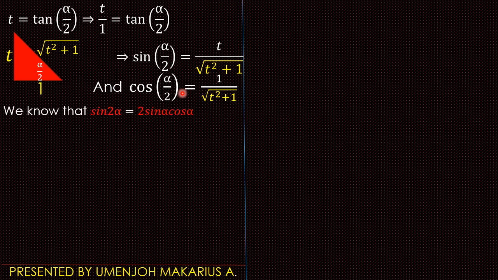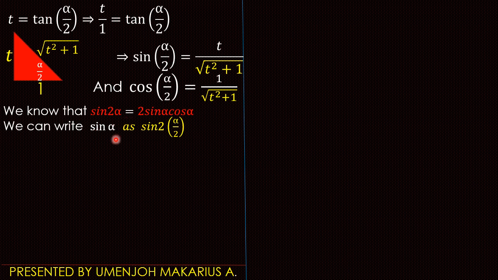Good. So guys, we also know that from our knowledge of trigonometry, sine of 2 alpha is given as 2 sine alpha cos alpha. That therefore means that we can say our sine alpha can be written as sine of 2 times alpha over 2, because this 2 and this 2 can cancel out. We simply have our sine alpha back.